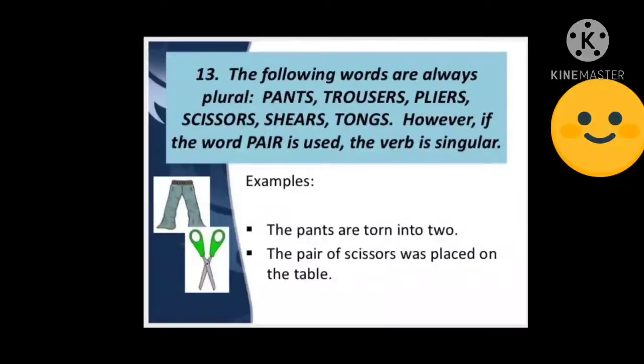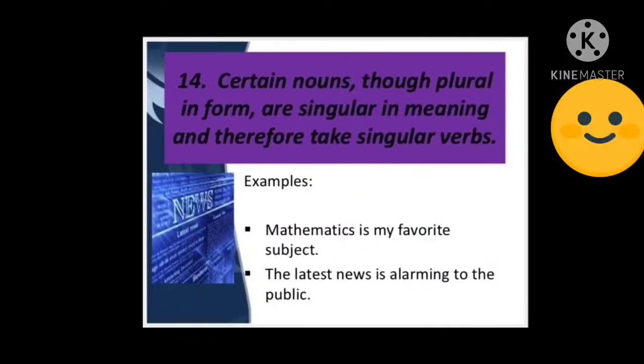Look at this second example, scissors. If you only take scissors, scissors are placed on the table, we use plural. But the pair of scissors, then it is singular, not plural in sense. So, we go with singular, was placed on the table. Okay. This is also a very important rule. Next, rule number 14, certain nouns, though plural in form, are singular in meaning and therefore take a singular verb.